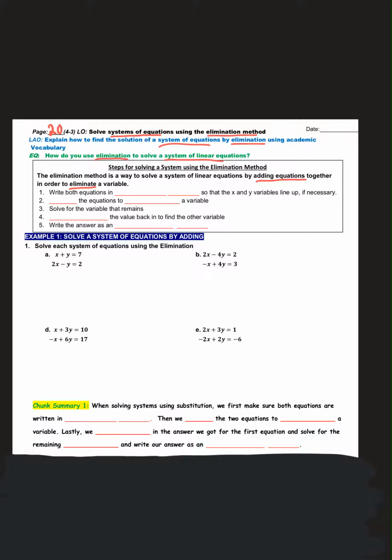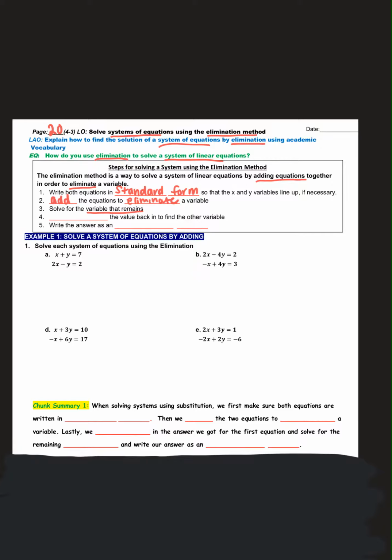So step one, we're first going to write the equations in standard form, so that the x and y variables line up if we need to. Step two, we are going to add the equations in order to eliminate a variable. Then once that variable is eliminated and gone, we are going to solve for the variable that's left over, that remains.